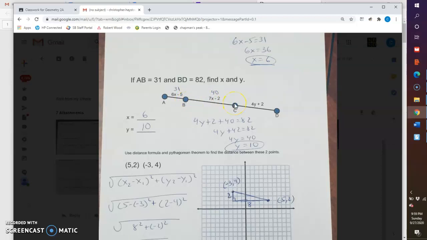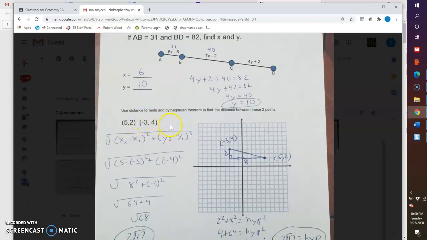So BC plus CD equals BD. So BC plus CD has to equal 82. Well, BC is 40. CD is 4y plus 2. So if I do 4y plus 2 plus 40 equals 82, I should be able to solve for my y. 4y plus 42 equals 82. We subtract 42, we divide by 4, and my y equals 10. If you want to check it, 4 times 10 is 40 plus 2 is 42, and 40 and 42 add up to 82. Remember, C is not a midpoint. Okay, nothing is indicating it's a midpoint, so we cannot assume that.